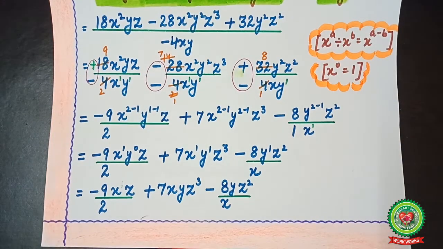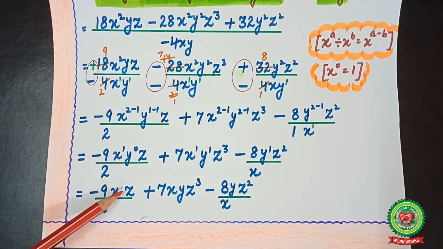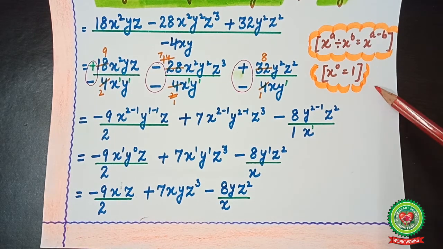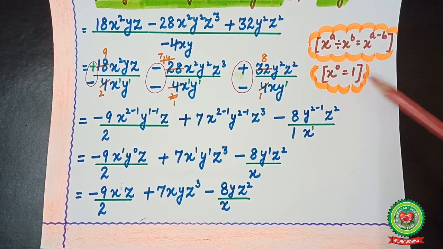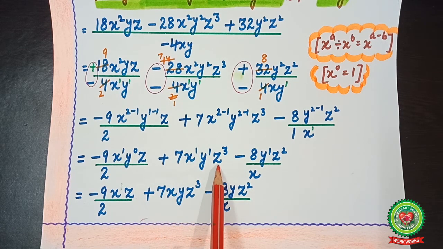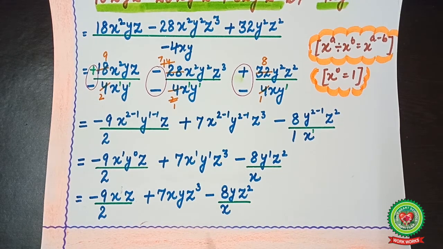So, students, you can see here minus 9 upon 2 and x raised to power 1. If I'm not writing here 1, you know that it's okay. If you're writing here, that's also okay. So, y raised to power 0 means what? Any variable raised to power 0 is what? 1. So, y raised to power 0 is 1 as well. So, you don't have any need to write here 1. So, the answer is minus 9 upon 2 xz plus 7 xyz raised to power 3 minus 8 yz square upon x. So, this is what we were actually finding for the given statement, right?